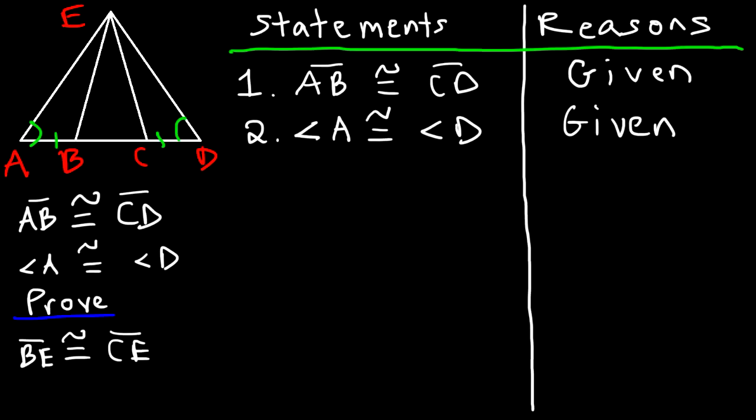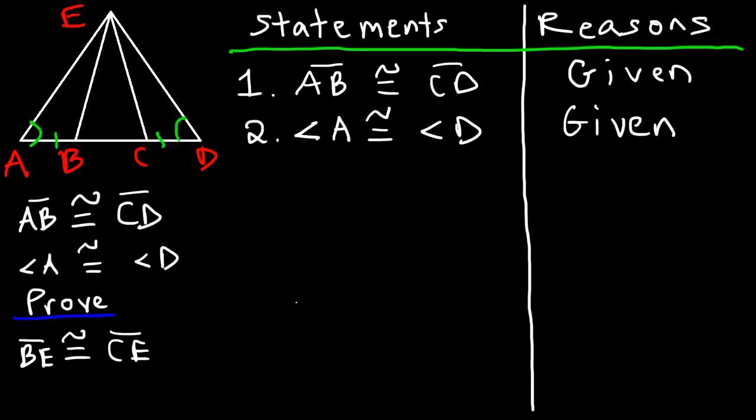But we've run out of information. There's nothing else that we have. So what can we do at this point? We need a third piece of information to prove that triangle ABE is congruent to DCE. So what's the missing piece of information?